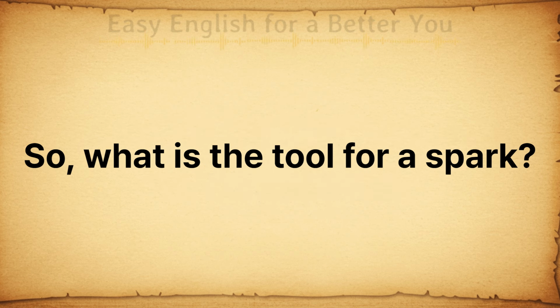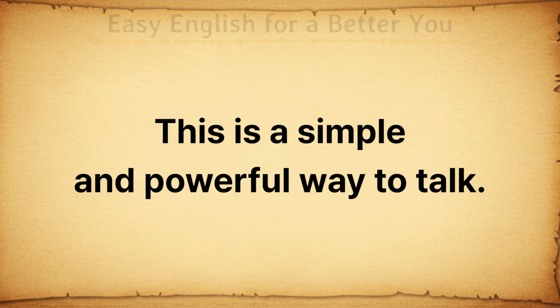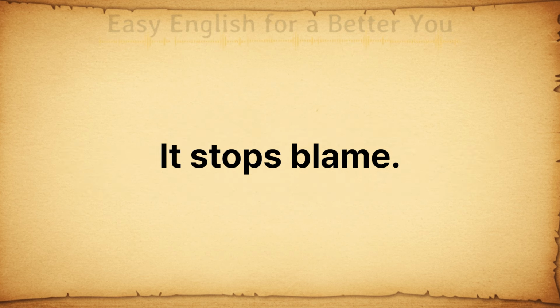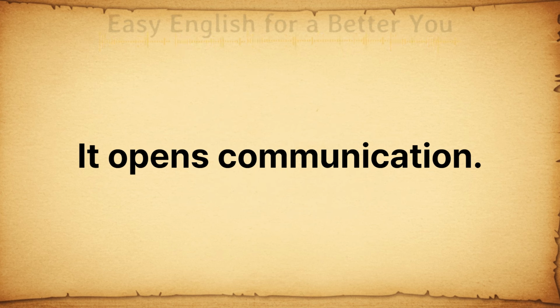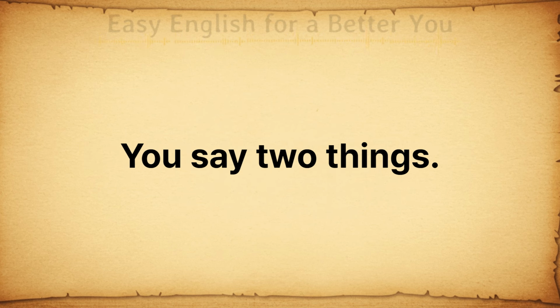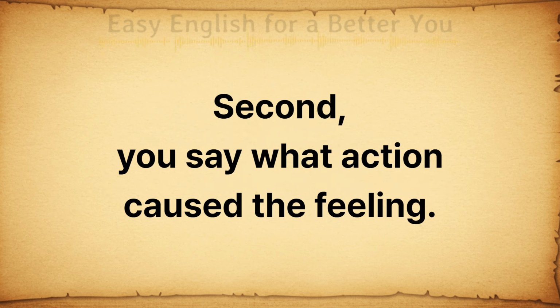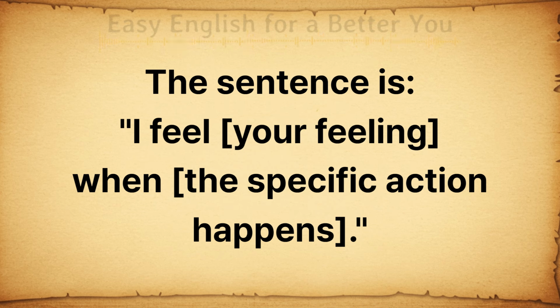So, what is the tool for a spark? It is called the I-message. This is a simple and powerful way to talk. It stops blame. It opens communication. Here is how it works. You say 2 things. First, you say how you feel. Second, you say what action caused the feeling. The sentence is, I feel, and then your feeling, when the specific action happens.